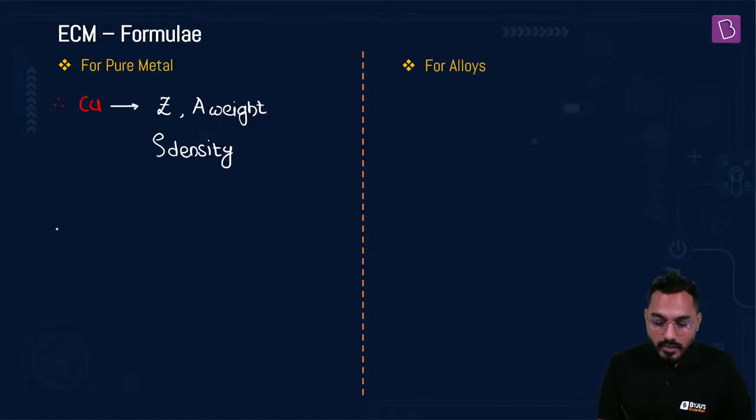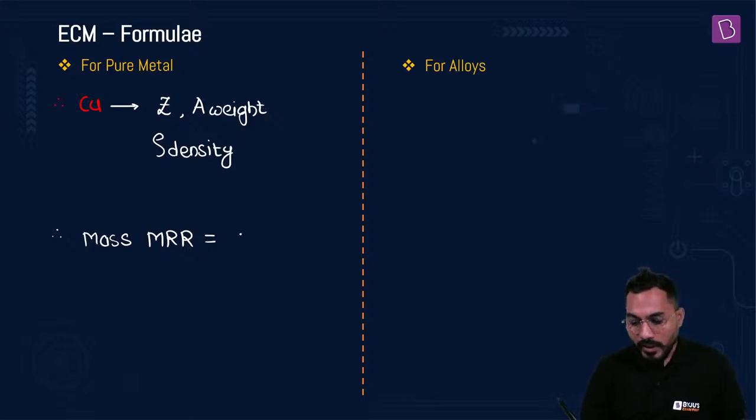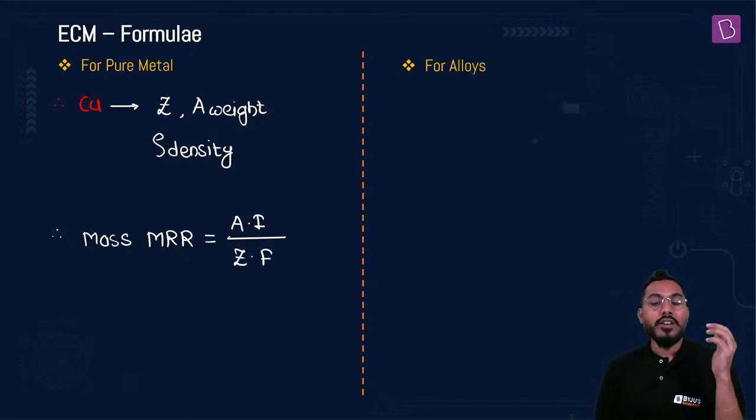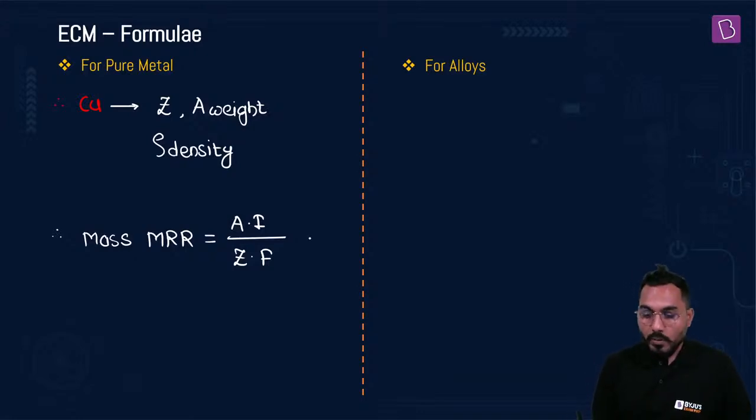So where I am asking you to calculate mass MRR or volumetric MRR, we can definitely calculate this. So mass material removal rate is exactly equal to what? A into I divided by Z into F. So gram atomic weight is given, the current is given, valence is given, Faraday's constant we know, we can calculate, and the answer will come in gram per second.